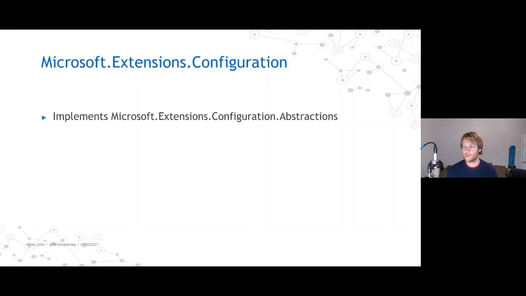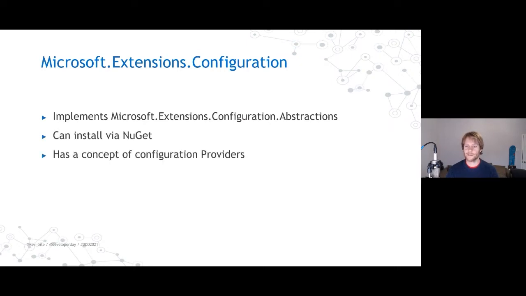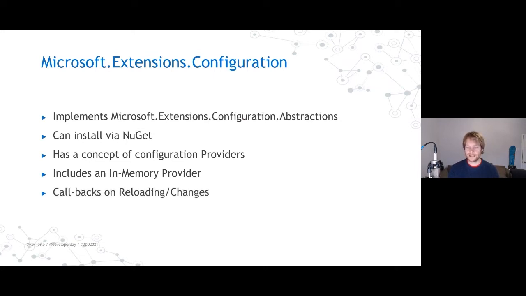As I said, it implements the new Microsoft abstractions. It can be downloaded by NuGet, like all the rest of the libraries these days. It has a concept of configuration providers, which is where it gets its data feed from. One of those data feeds is an in-memory provider. And it understands that it can reload and update changes. So every time a configuration provider says some data has changed, it can tell the application to reload its changes. So we get configuration in real time if you want.